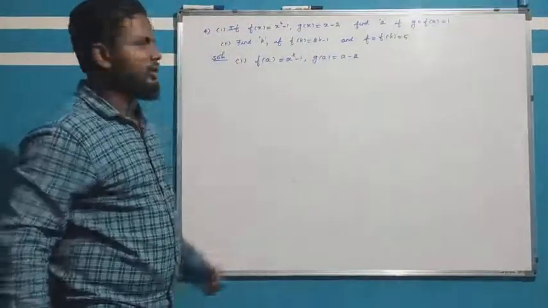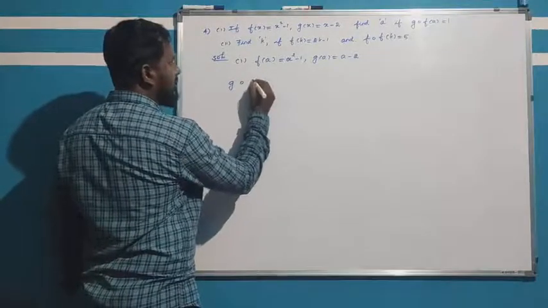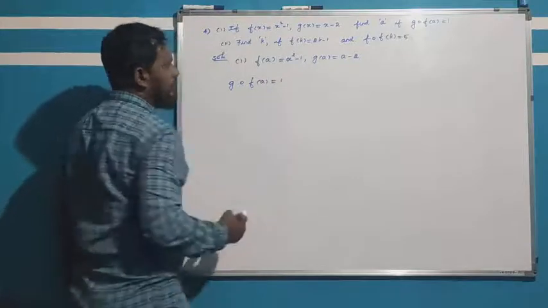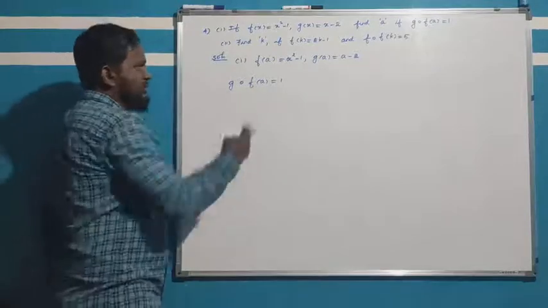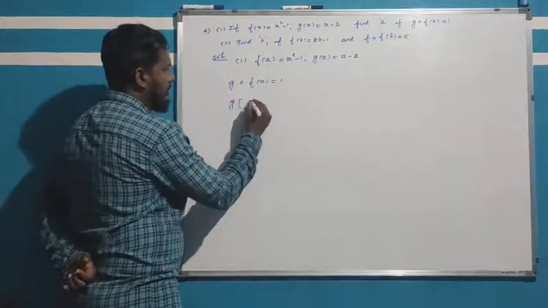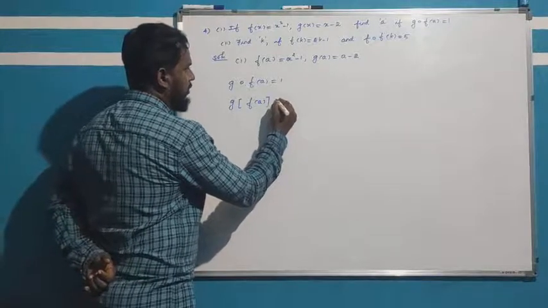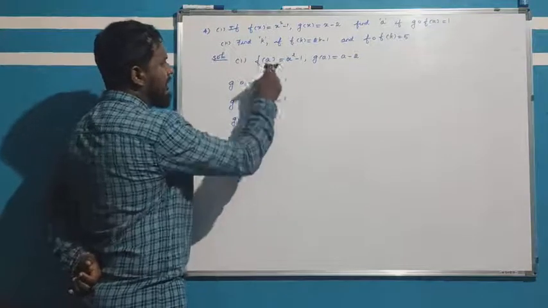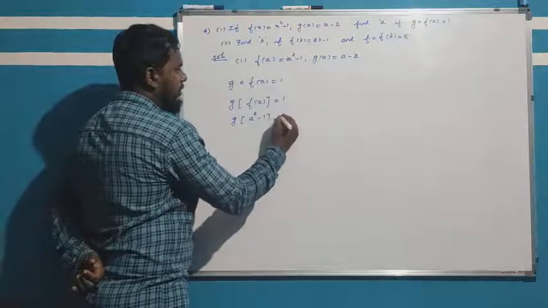What is given? g composite f of a equals 1 is given. Now g composite f of a, taking it the other way, is g of f of a, and g of f of a is equal to 1. So what is f of a? f of a is a square minus 1, which is equal to 1.